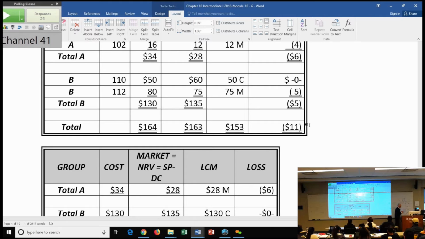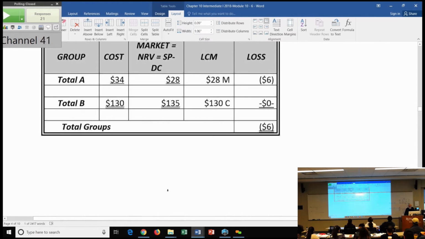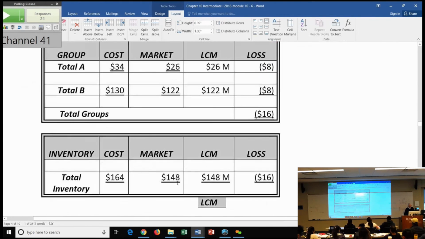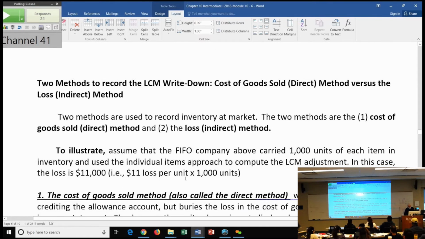Now, what do you do when you write them off? Let's go to the next part: how do you write this down? You can use one of two approaches. You can either use a direct approach, which is a cost of goods sold model, or an indirect approach, which is a loss model. So you can either put the write-off with cost of goods sold, or write it off indirectly through the loss. You could also use an allowance account, but let's talk about this a little bit.